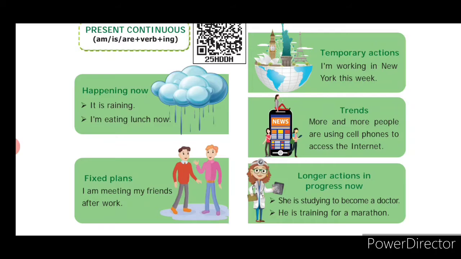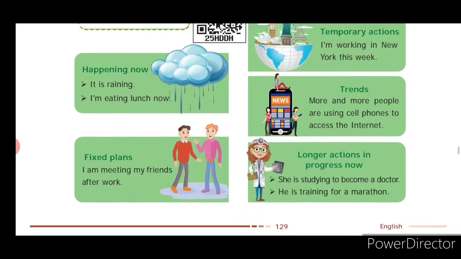You understand, children. So simple present tense is used to express the habitual action and general fact. Present continuous tense is used for an action that is going on now at the time of speaking and changes taking place now. In these cases, present continuous tense is used.